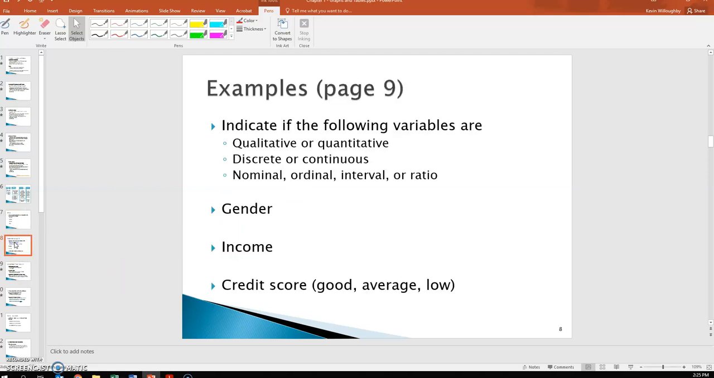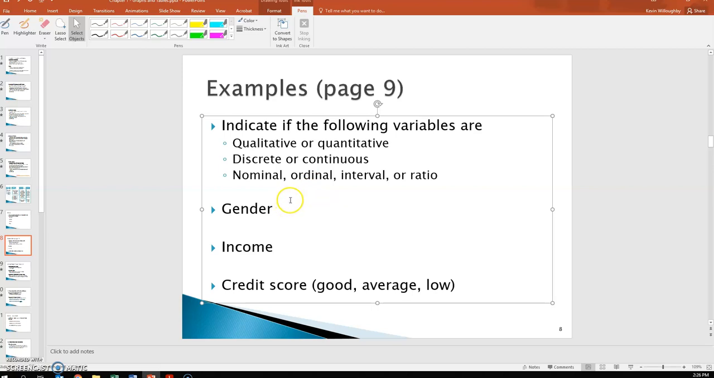So this example is on page 9. We're going to look at three different types of data: gender, income, and credit score, and determine if it's qualitative or quantitative. We took that back in the intro chapter. Discrete or continuous, and whether it's nominal, ordinal, interval, or ratio. So let's see if I can write here. I believe I can. So gender.